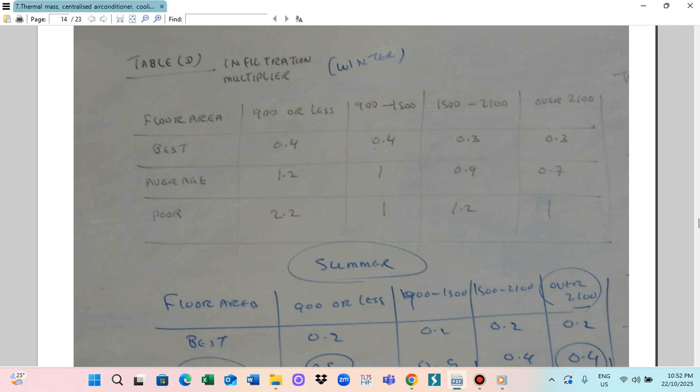This is the table P factor. So this depends on the wall, masonry wall, ceiling, and floor. I give you some of the data for the wall, masonry wall, ceiling, and floor. So this is for the heat loss and heat gain factor.